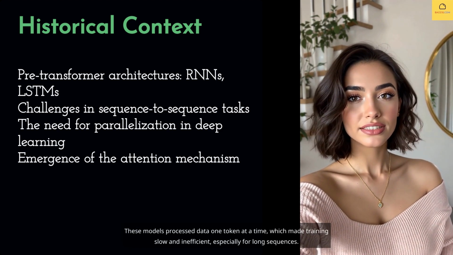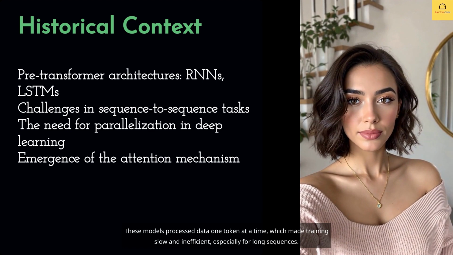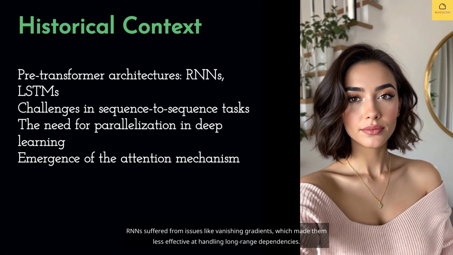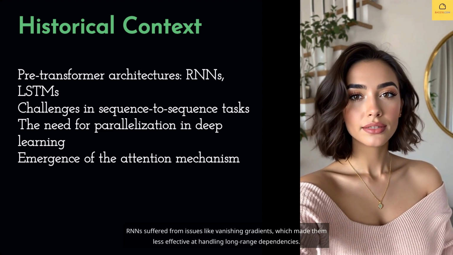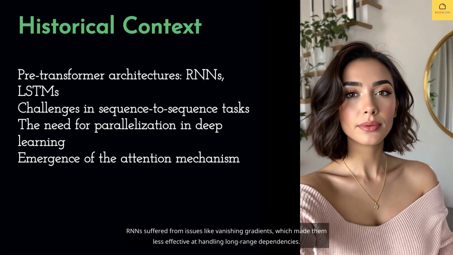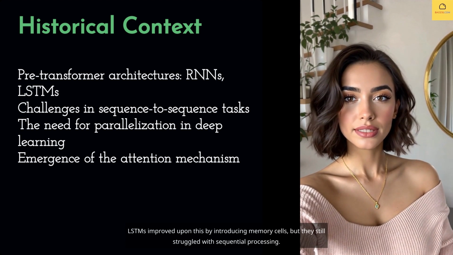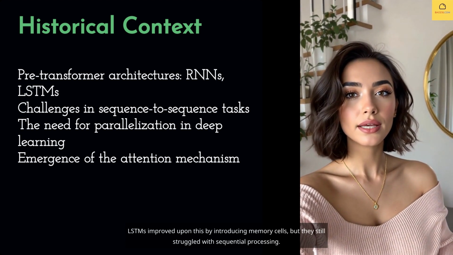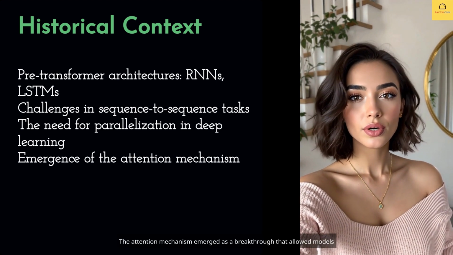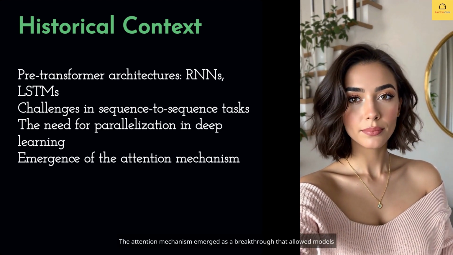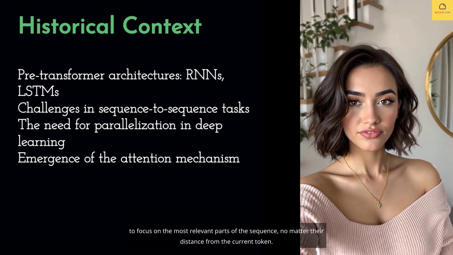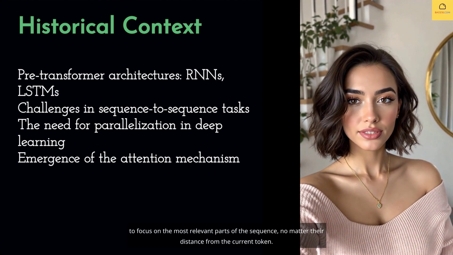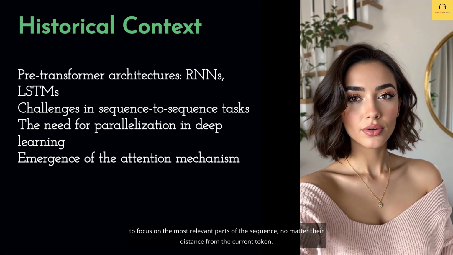These models processed data one token at a time, which made training slow and inefficient, especially for long sequences. RNNs suffered from issues like vanishing gradients, which made them less effective at handling long-range dependencies. LSTMs improved upon this by introducing memory cells, but they still struggled with sequential processing. The attention mechanism emerged as a breakthrough that allowed models to focus on the most relevant parts of the sequence, no matter their distance from the current token.